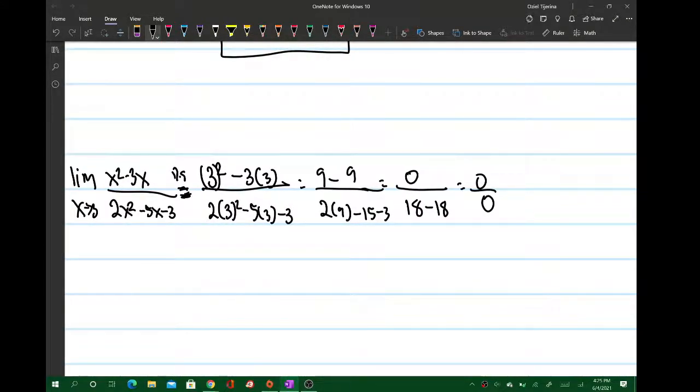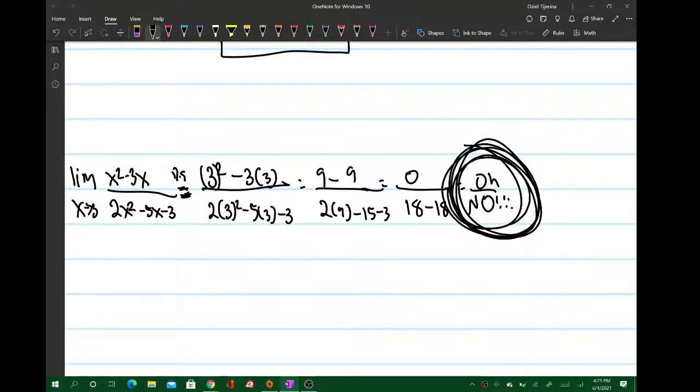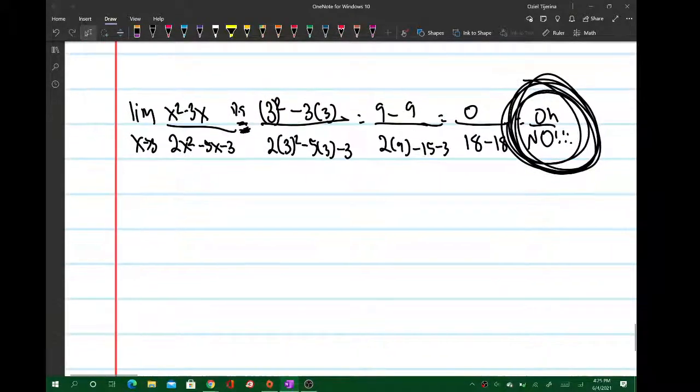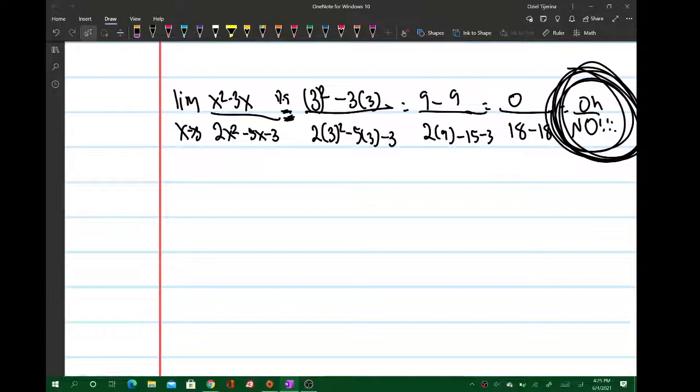That equals 0 over 0, which means, oh no, right? Remember, this is bad. We never want 0 over 0. And 0 over 0 does not mean the limit does not exist, because it does. So you're going to go ahead. Actually, was it x squared or x cubed? Hold on.